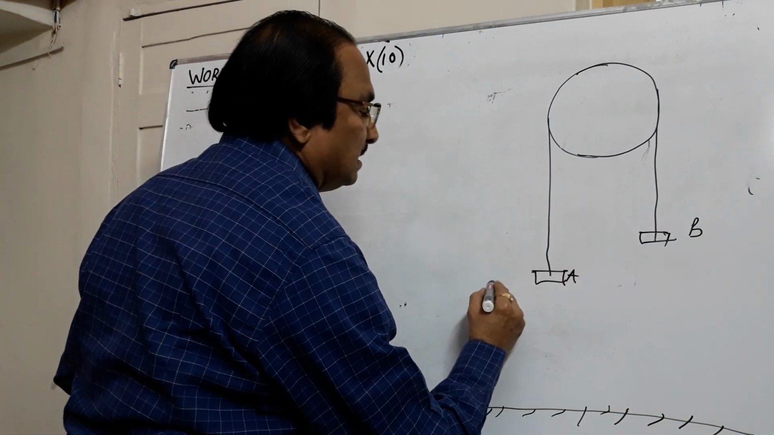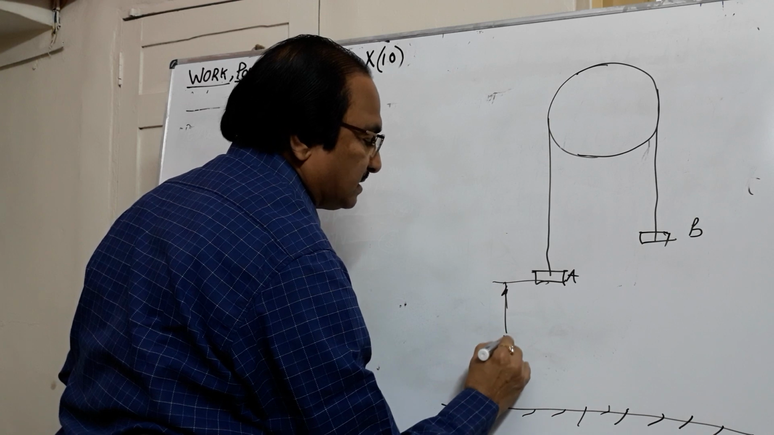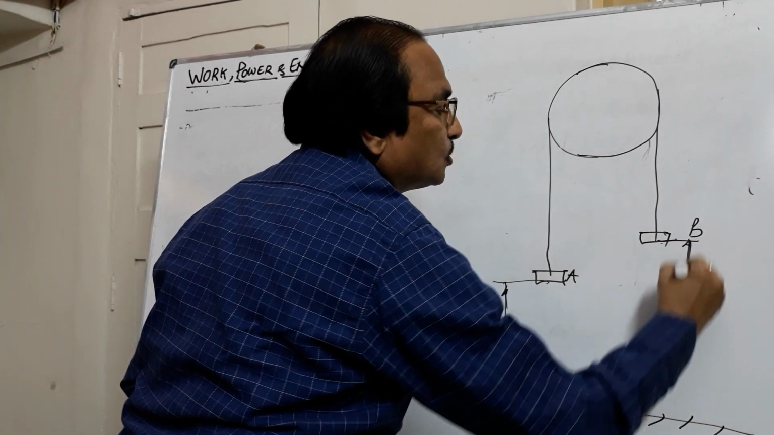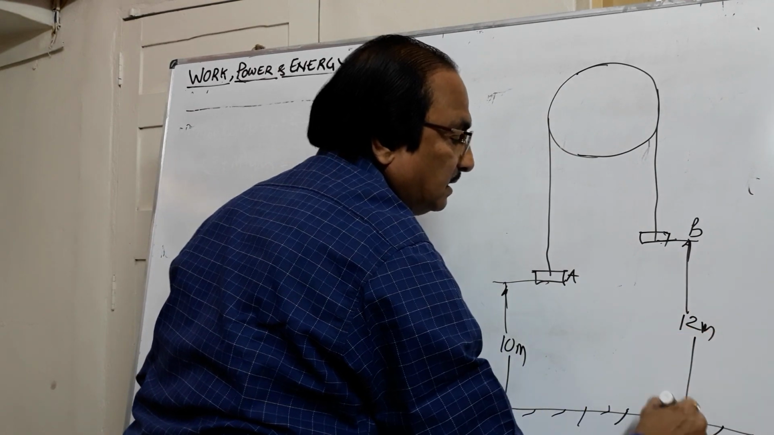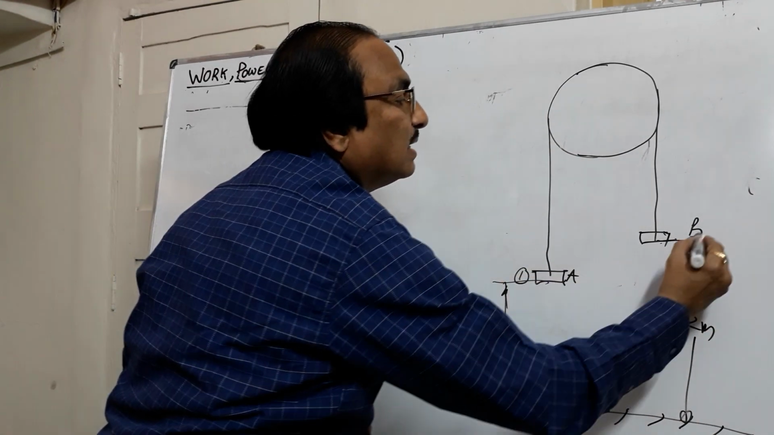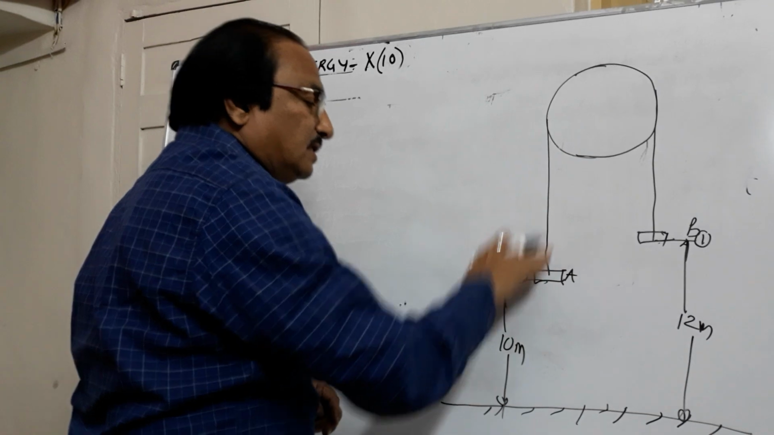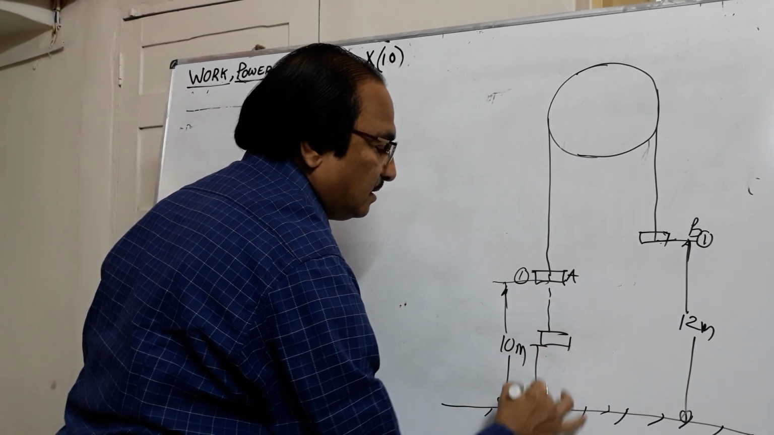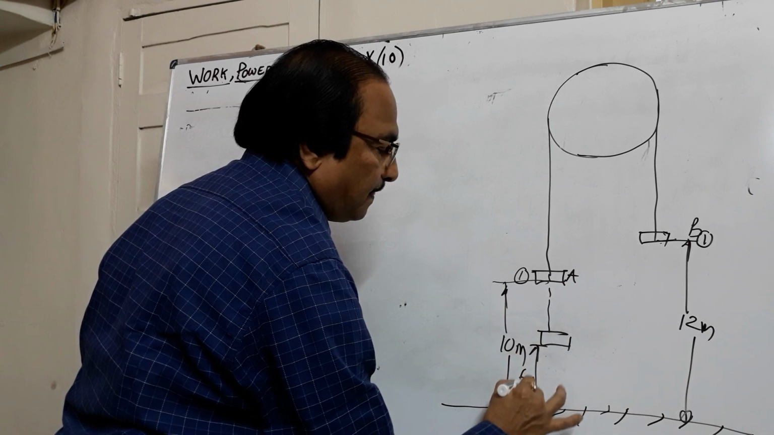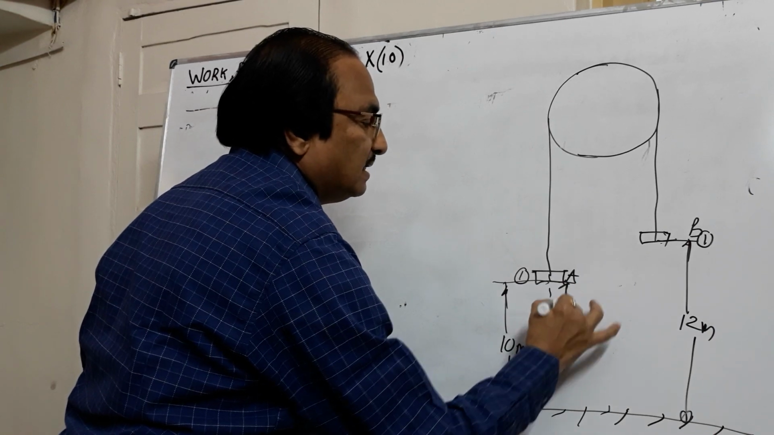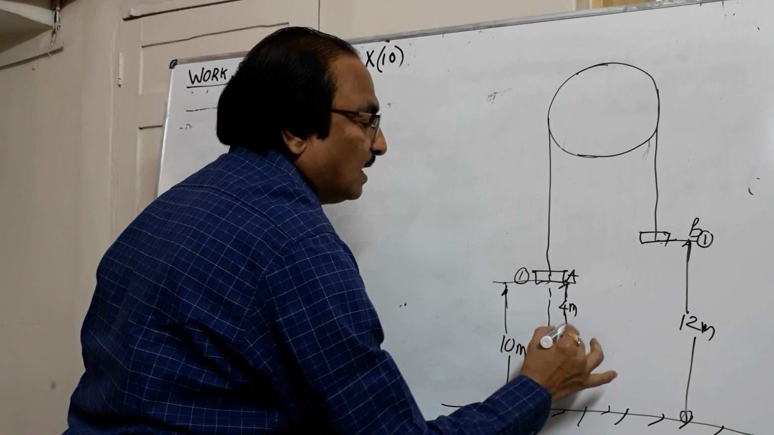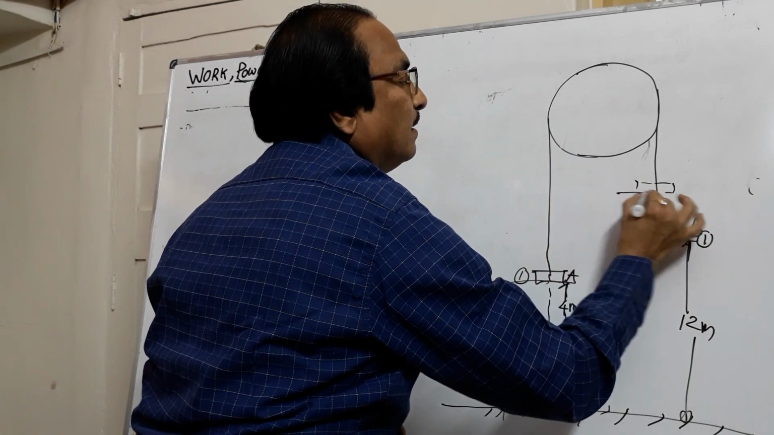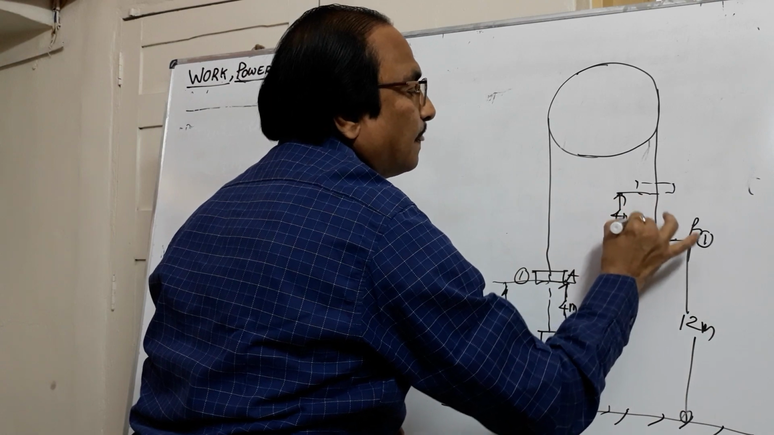Now here the height of block A is 10 meters and the height of block B is 12 meters. These are position 1 initially. Then this moves down and will attain a height of 6 meters, meaning it is moving down by a distance of 4 meters. If this moves down by 4 meters, the other will be rising up by 4 meters.